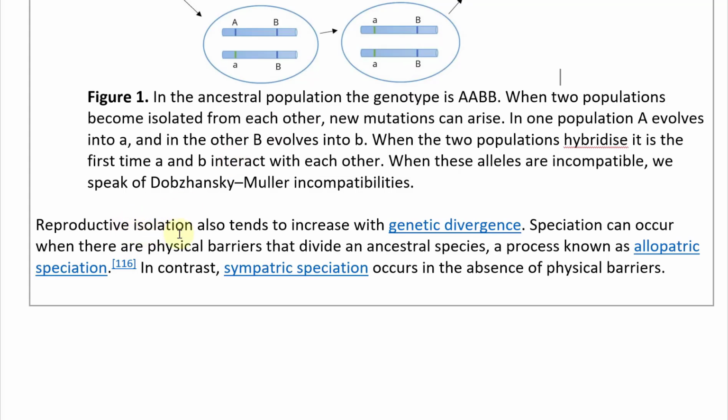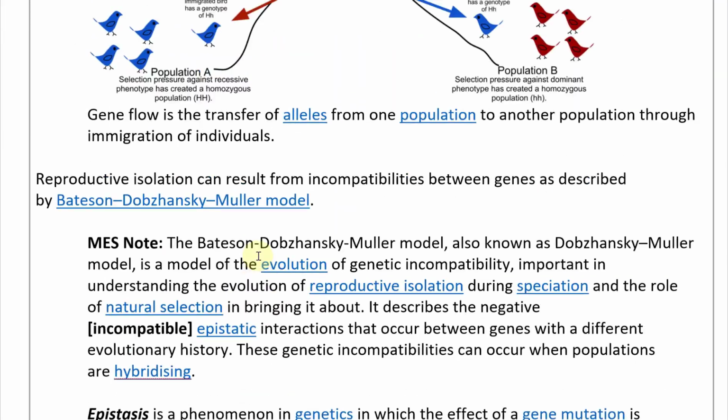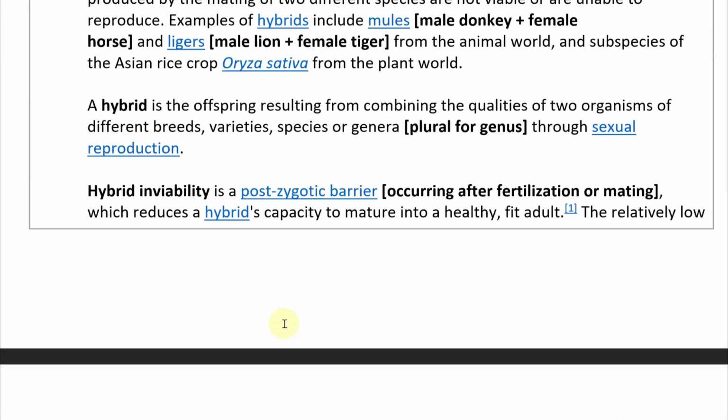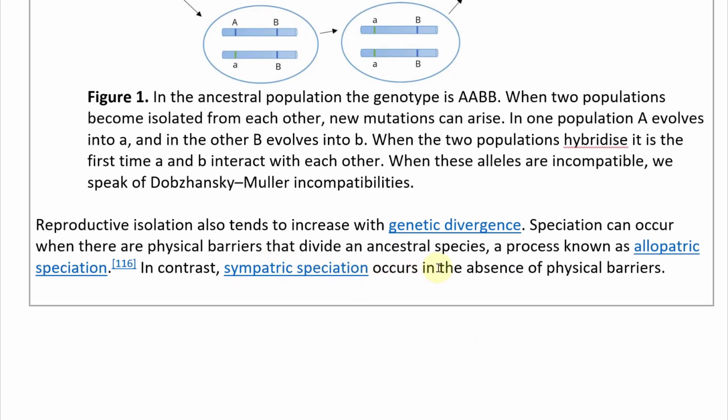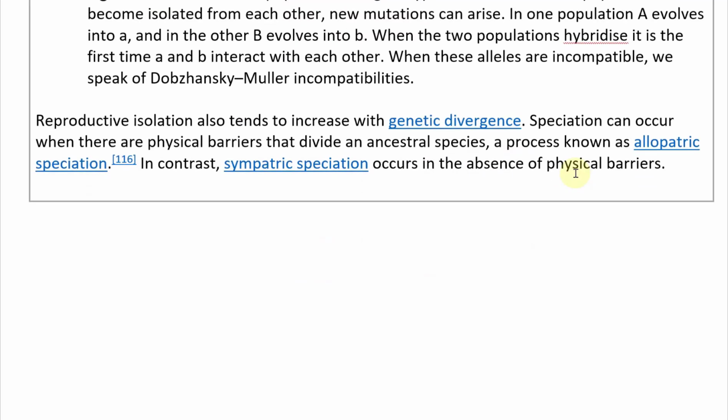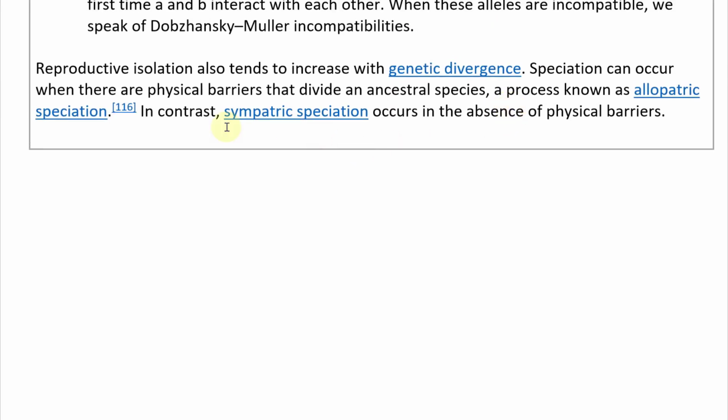So reproductive isolation also tends to increase with genetic divergence. And speciation can occur when there are physical barriers that can divide ancestral species, a process known as allopatric speciation. And this physical barrier, that's the mountain here. So this is a physical barrier separating, that's allopatric. And in contrast, sympatric speciation occurs in the absence of physical barriers. So you can have speciation within populations.